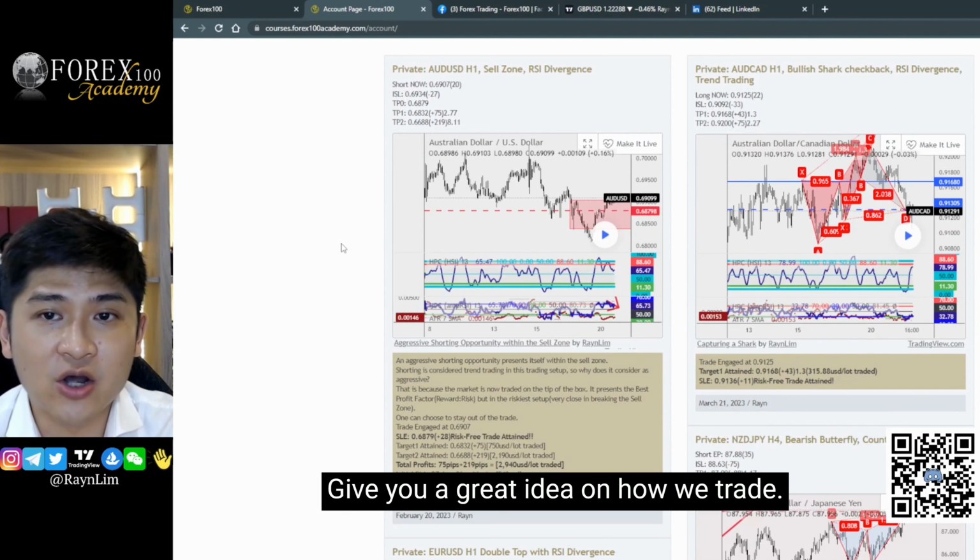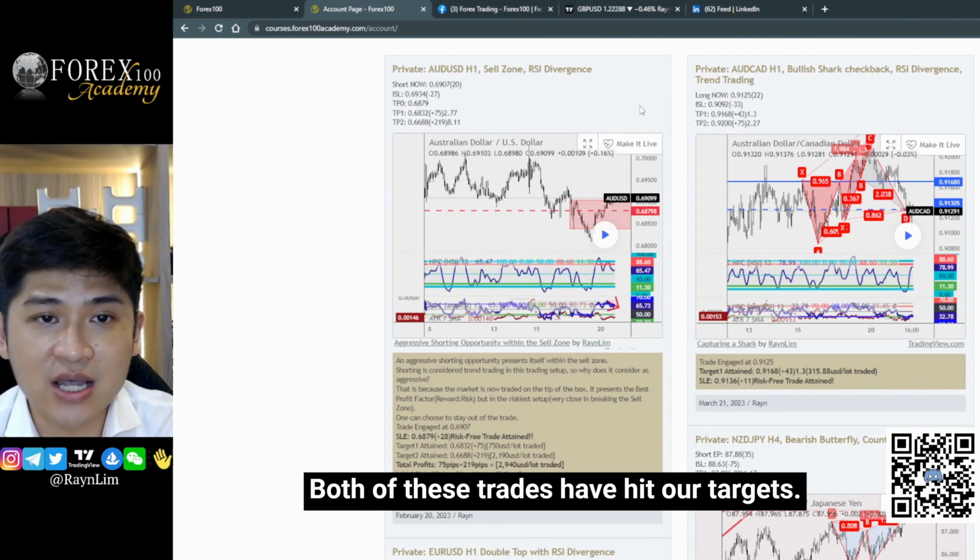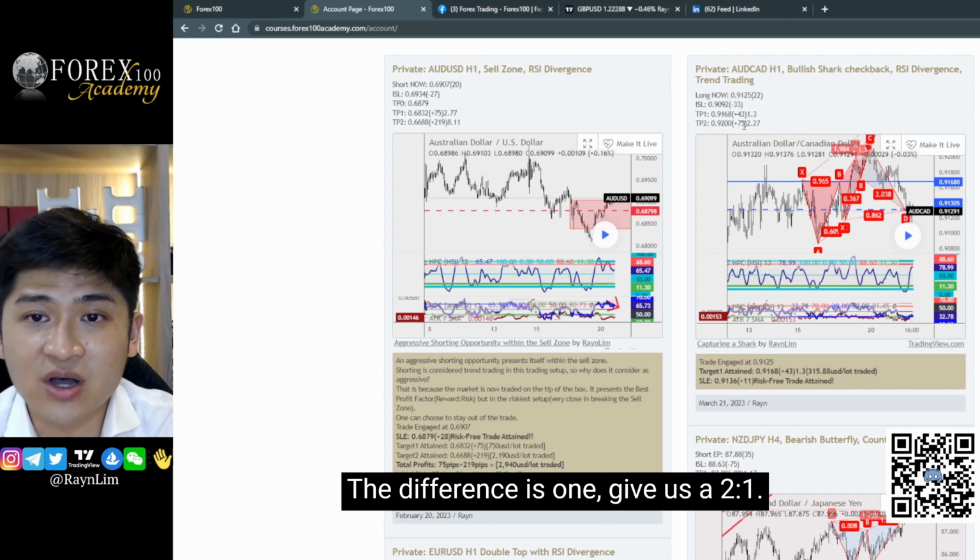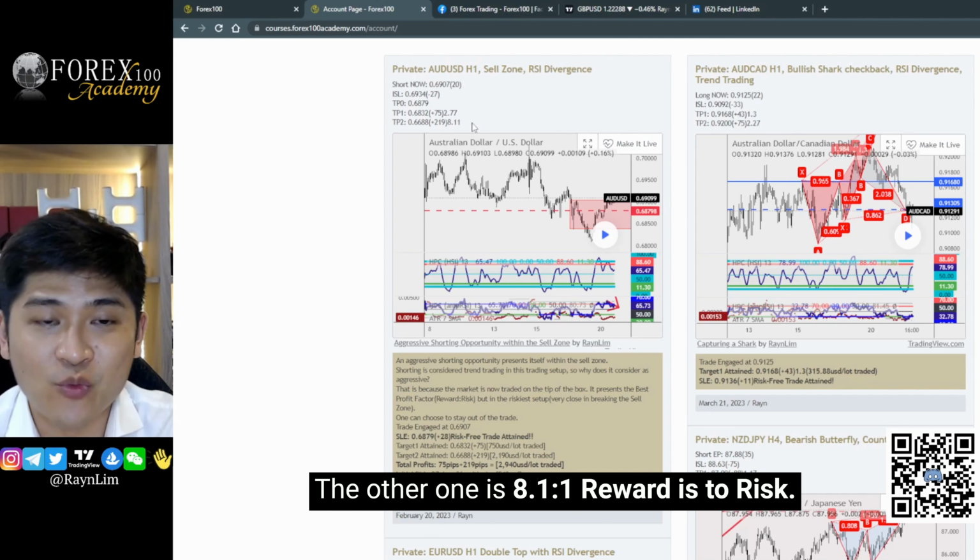Give you a great idea on how we trade. Both of these trades have hit the targets. The difference is one gave us a 2-1 ratio. The other one is 8.1:1 reward to risk.